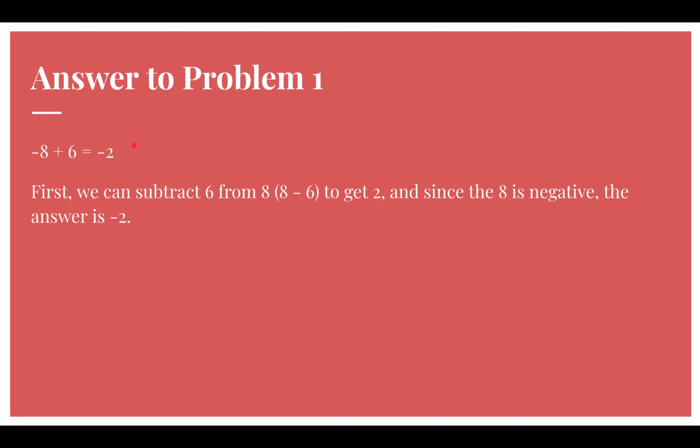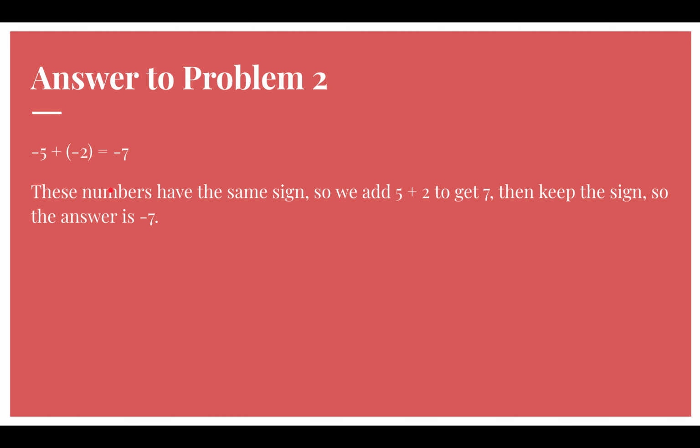The answer to problem 1 is -2. So first we subtract 6 from 8, which is 8 minus 6, and we get 2. And since the 8 is negative, we keep the negative sign, and the answer is -2. The answer to problem 2 is -7. So we have -5 plus -2, and keep in mind that this is the same thing as -5 minus 2. So these numbers have the same sign, which is the negative sign. So we just add 5 plus 2, we get 7. Then we keep the negative sign, so the answer ends up being -7.